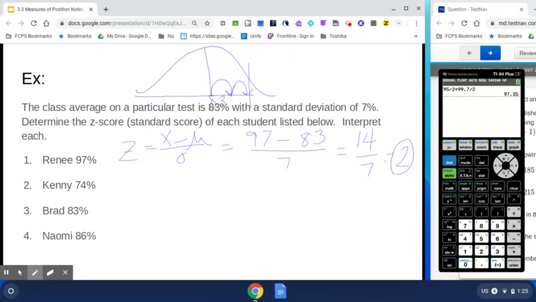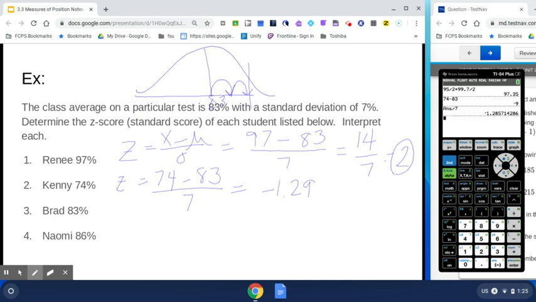Okay, let's do the same thing for Kenny. Let's find his z-score. So his data value is 74 minus the mean of 83 and divided by the standard deviation of 7. So if we calculate his z-score, 74 minus 83 gives us a difference of negative 9. He's below the mean. And if we divide that by 7, we see his z-score is negative 1.29. Typically, we do round z-scores to the second decimal place.